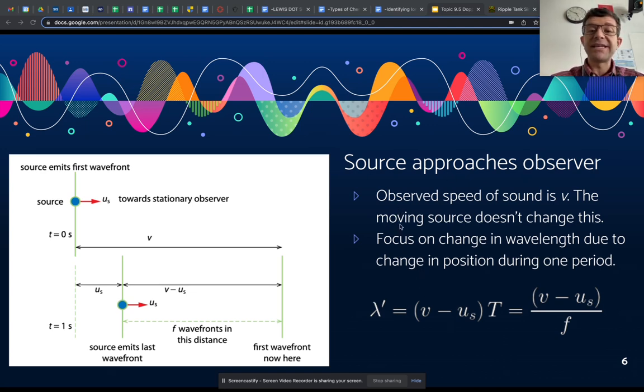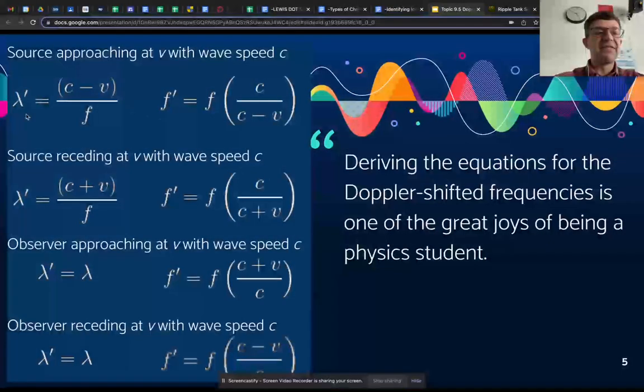The change is very easy for the source receding from the observer. All that's going to happen is this velocity is going to be backwards and the wavefronts are going to be further apart. So this becomes v plus u instead of v minus u. And that kind of shows you where the change in sign is going to come from. So that picture is going to help us in looking at these two expressions here. Lambda prime is equal to c minus v over f. Lambda prime is equal to c plus v over f. And the related f prime equals f c over c minus v for the approaching. F prime equals f c over c plus v for receding.